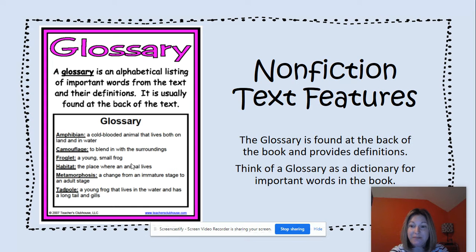So the glossary is usually found at the end of the book, near the back, and it provides definitions. Typically, it's words that are important. And yesterday in our book, a lot of the important words that were in the glossary were words that were a different color in the book. The author made them a different color. We call that special type, so that it would catch our attention, and it did. And so we're going to read a book today, and we're going to pay special attention for those words, and then we're going to look for the glossary at the back of the book.